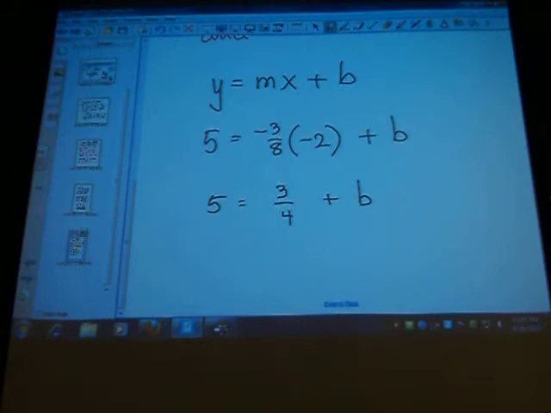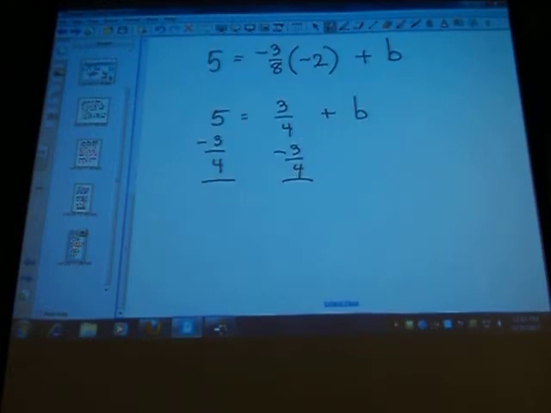Check that on the calculator if you want to make sure you can do it yourself. Okay, then what do I need to do? Subtract 3/4 from both sides. So then 5 minus 3/4 is 17 over 4. Yeah, that's a lot easier than the other way.